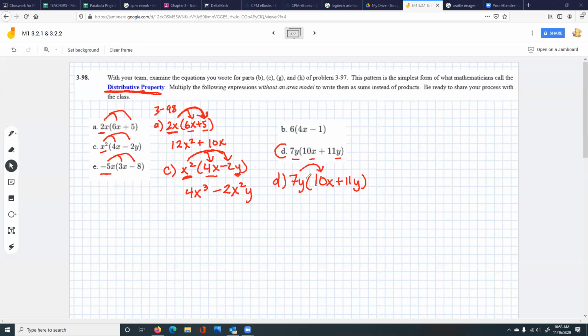Okay. So distribute. What is 7y times 10x? So you multiply the number part first. 7 times 10 is 70. And then you put the letters in alphabetical order. So since there's an X and then a Y, I'll put the X first and then the Y after. So 7y times 10x is 70xy. And then I'm going to multiply the 7y times the 11y. So 7 times 11 is 77. And then since there's two y's, a y times y is a y squared, right? So just simple distributive property. We could do like a 2 by 1, but we don't need to. We just use distributive property for all these ones.